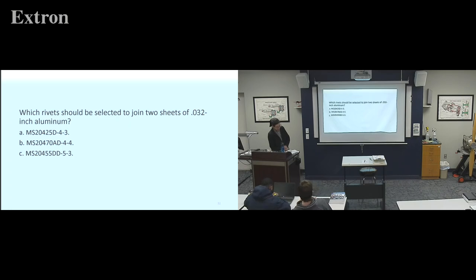3, oh yeah. Yep, you're right. So, 0.096, and then how would you convert that to be in 32nds? Correct. And what is that answer? 3.072. Yes. So, if you got 3.072, would you use a size 3 or size up to a size 4 rivet?